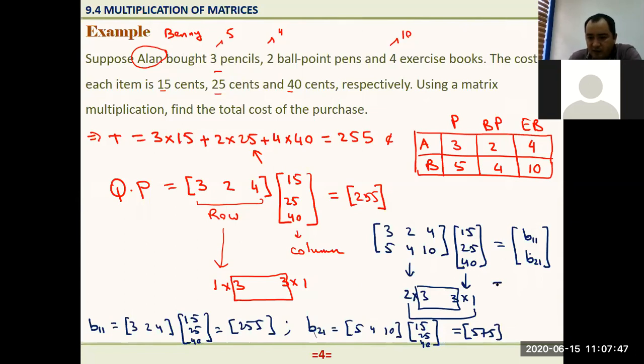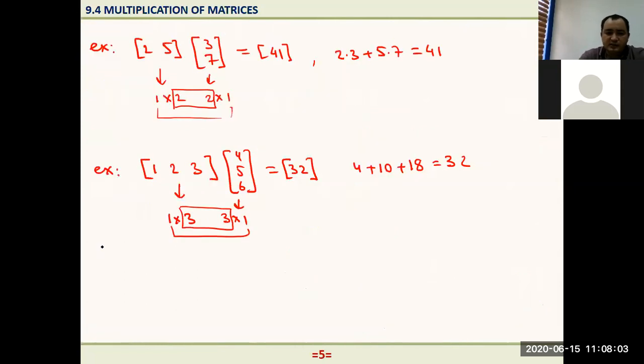So now I can write the result here. That is 255, and the second one is 575. Okay. Now 255 and 575 are what these two siblings paid. Let's say this one is how much Alan paid, and this one is how much Benny paid, right? And I'll continue with another question.